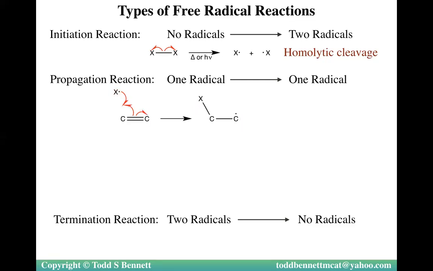You remember this from what we did in the alkene chapter when we added HBr in the presence of peroxide across a double bond and got anti-Markovnikov addition. So this is simply addition to a pi bond. We've already seen this one.